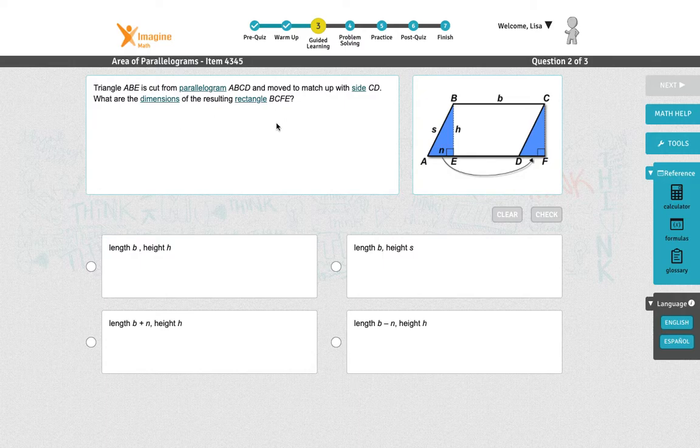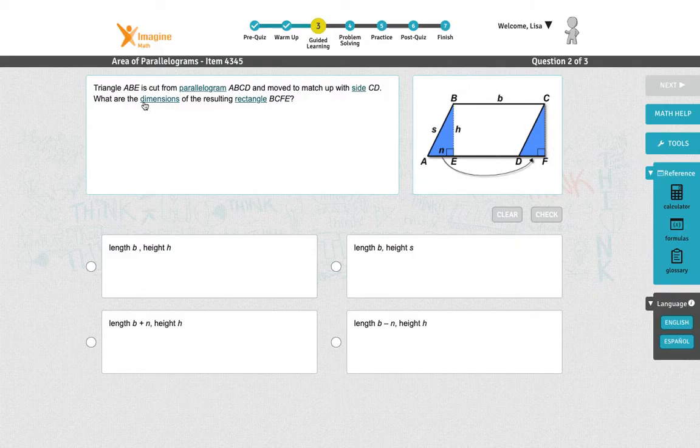The second question is asking the same thing, but there's a lot of letters here, so it does get kind of confusing. It says triangle ABE is cut from the parallelogram ABCD, okay? And we moved it to match ABE up with DCF, side DC. So what are the dimensions of the new shape, which is BCFE, okay? So basically we're just getting rid of this piece by moving it over here. Now I've got a rectangle.